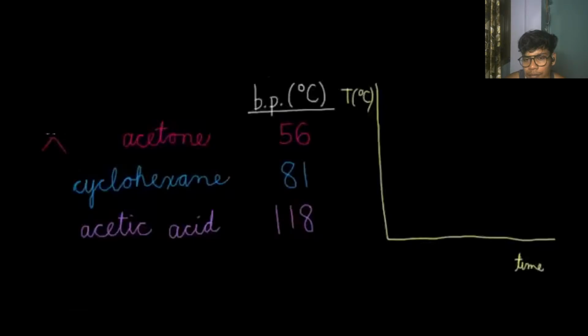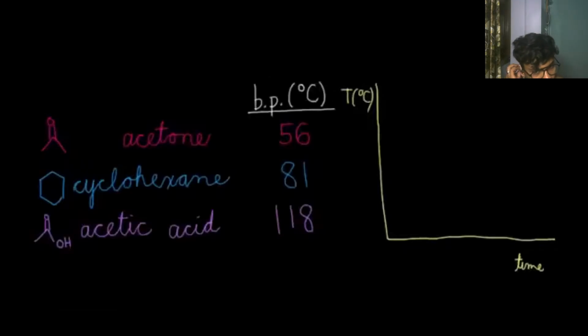The first compound here is acetone, which looks like this. Next is cyclohexane, with a slightly higher boiling point than acetone. Finally, we have acetic acid, the third component. Acetic acid has a higher boiling point than the other compounds because it forms hydrogen bonds. These additional forces make it harder to separate the acetic acid molecules and transition them into the gas phase.